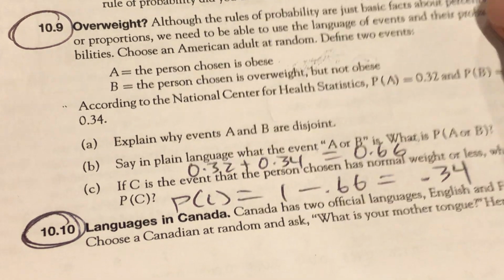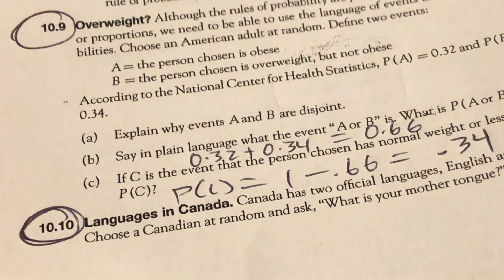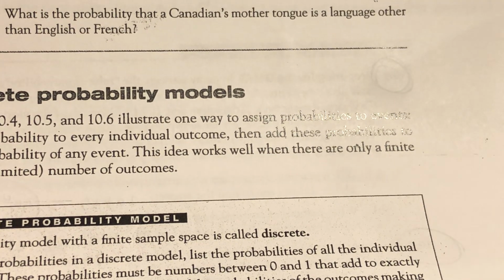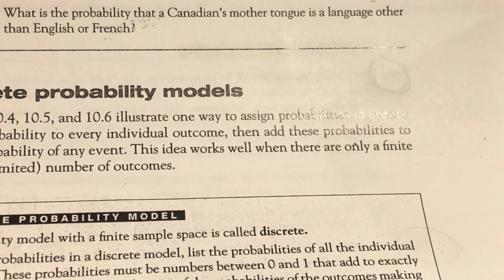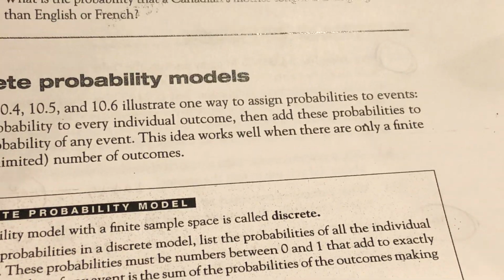Languages in Canada. Canada has 2 official languages, English and French. Choose a Canadian at random and ask, what is your mother tongue? I believe it's the same page. This is the same question, right? Yes. All right.